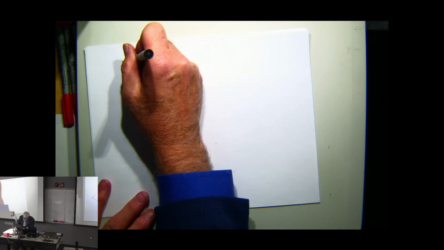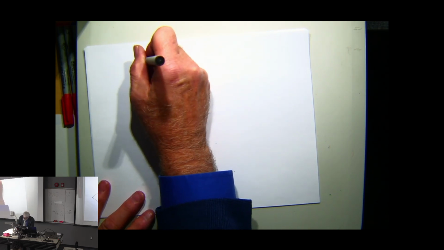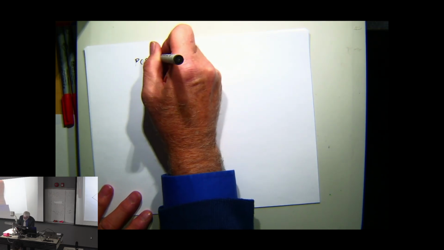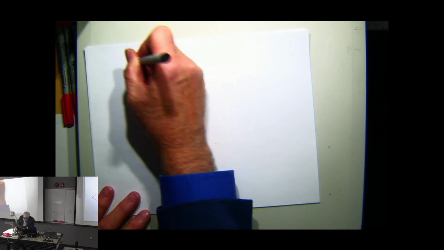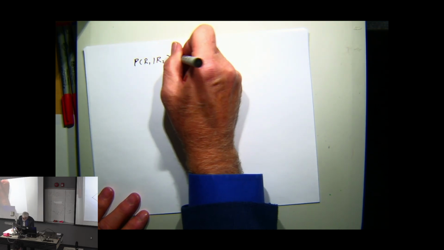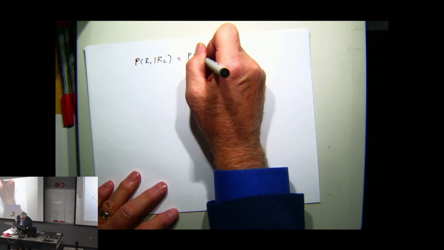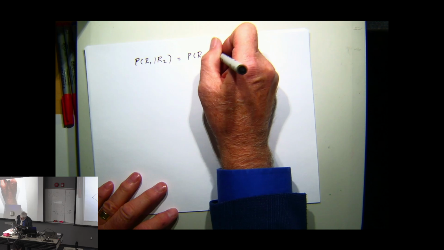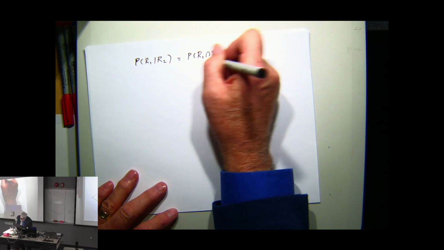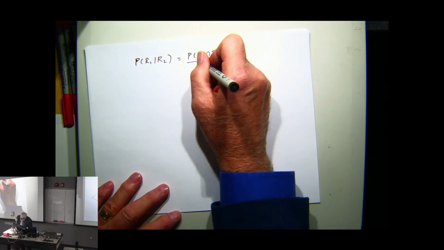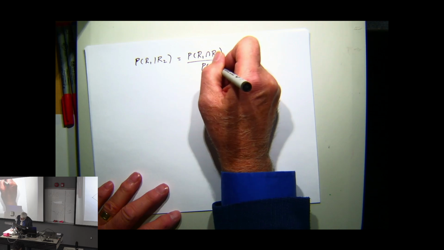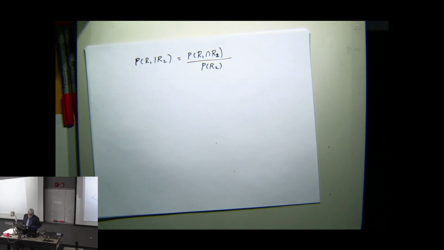So I want the probability of a red on the first, given I got a red on the second. Okay, that's just like a probability of A given B. You take the intersection of those two, the probability of R1 intersect R2, over the probability of R2. Now, how am I going to get the probability of R2?